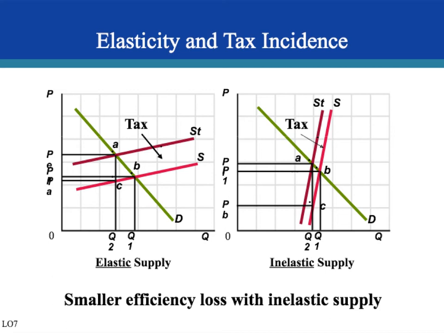Okay. So since suppliers here are able to easily adjust their supply, what we see is more of the tax burden falls on the consumer. What consumers pay, PE to P, is much larger than what we see, just this little difference here, with producers. And again, this is because in this case, producers are sensitive to price changes.